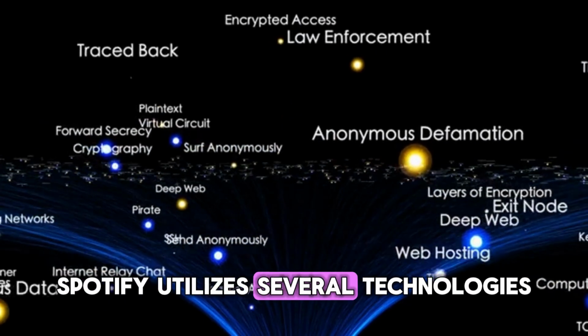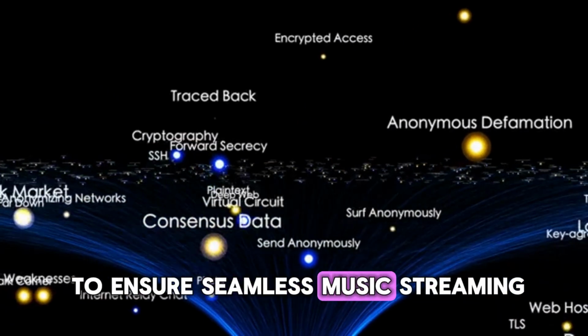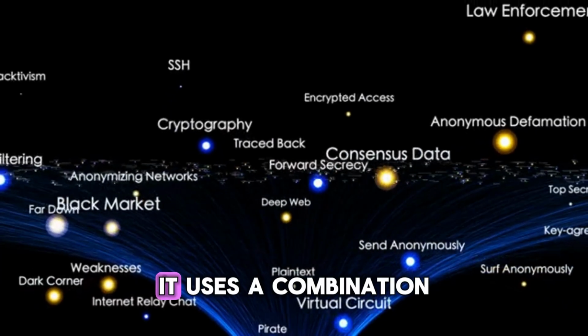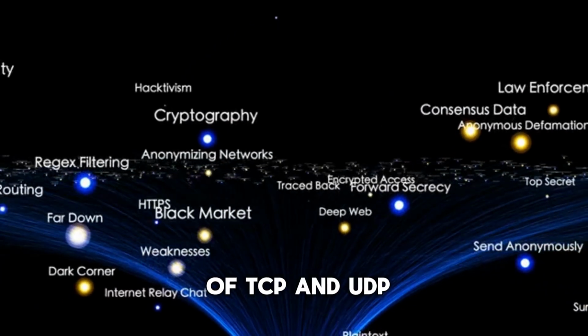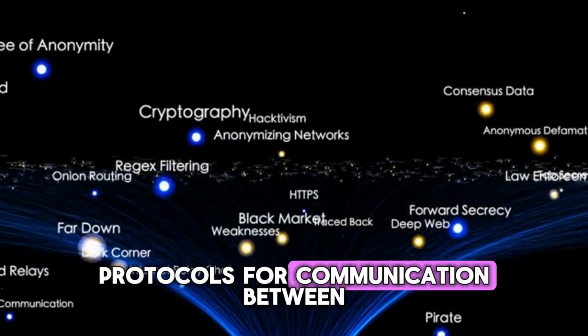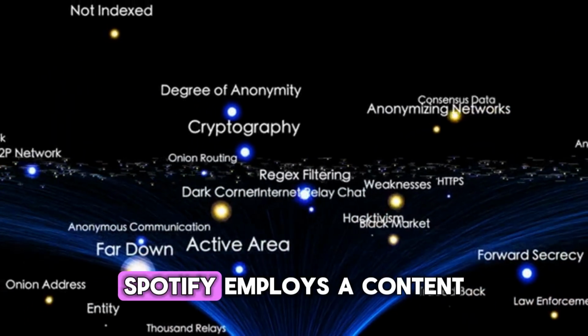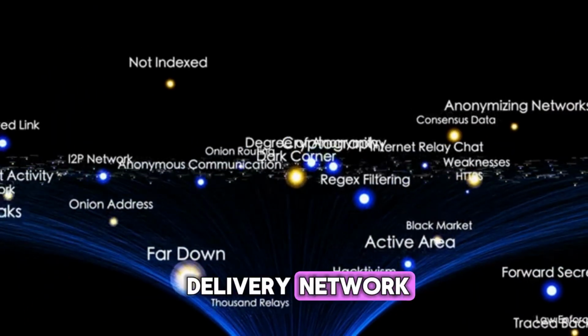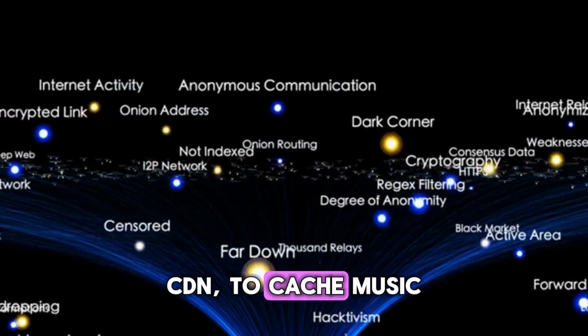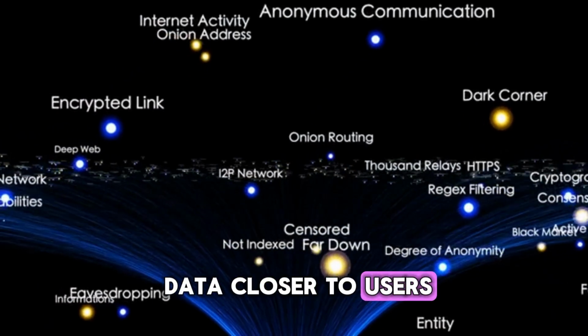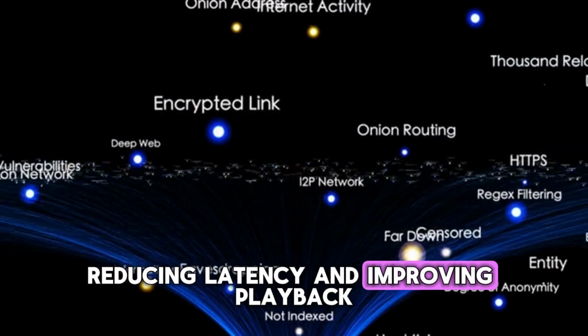Spotify utilizes several technologies to ensure seamless music streaming. It uses a combination of TCP and UDP protocols for communication between the client and server. Additionally, Spotify employs a content delivery network, CDN, to cache music data closer to users, reducing latency and improving playback.